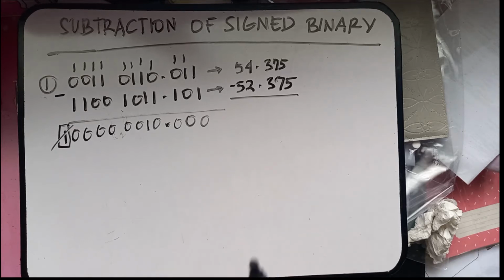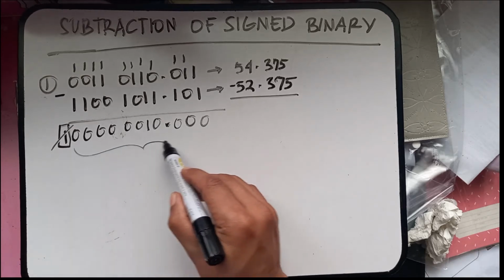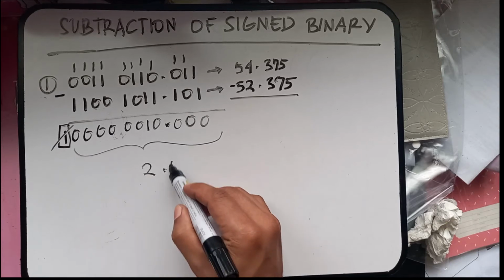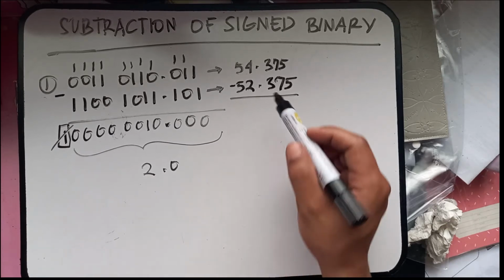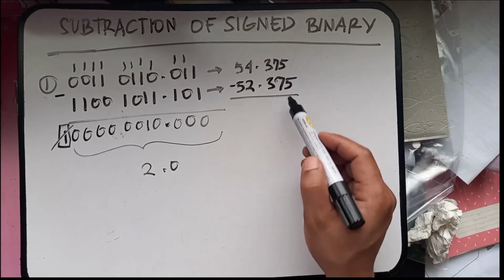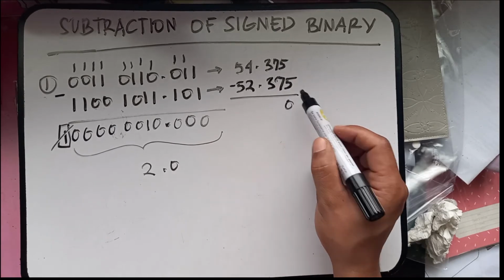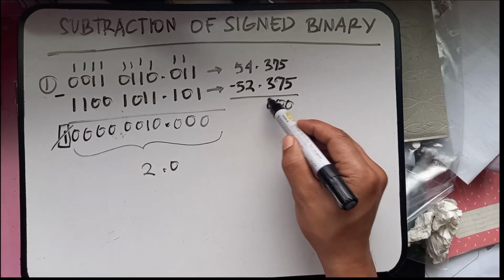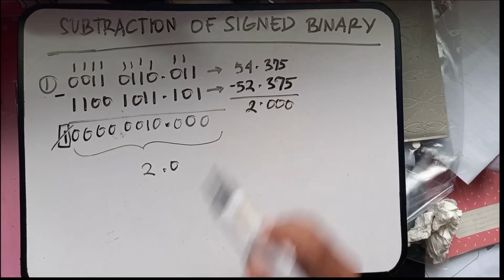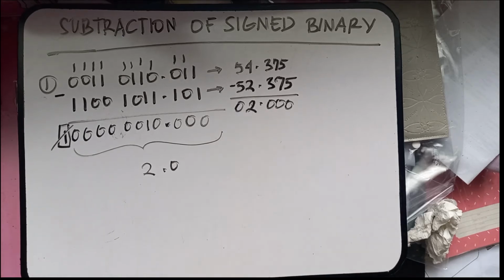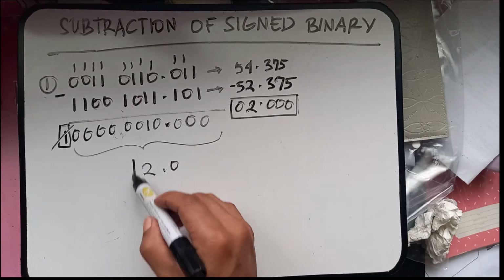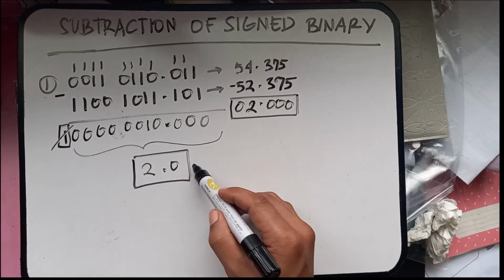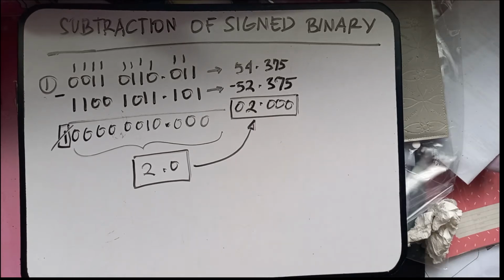Okay, so let's check. This is basically equivalent to 2.0. So let's try performing subtraction on this side. 5, 5, that is 0. And 7, 7, that is 0. 3 and 3, 0. 4 and 2, that is 2. And then 5 and 5, that is 0. So we have only 2 for our answer. And it seems that our answer in binary is the same as with our decimal.